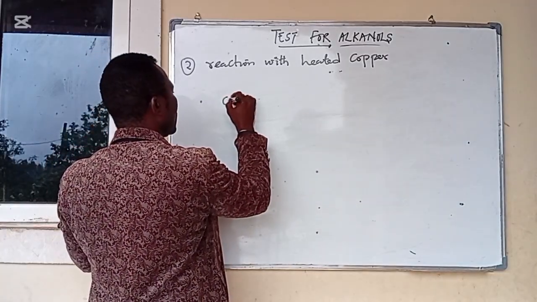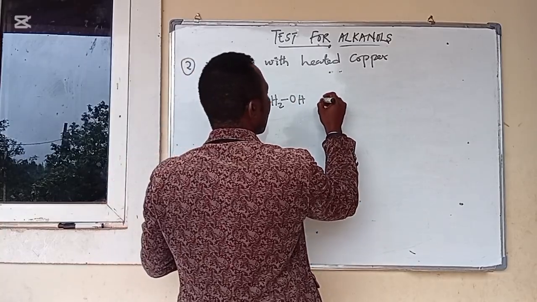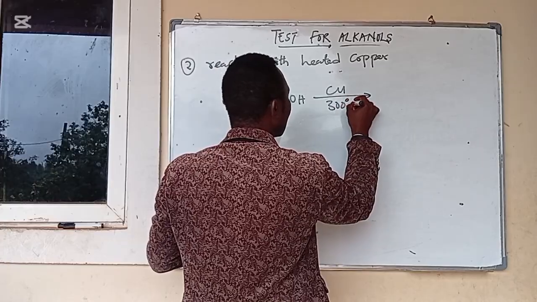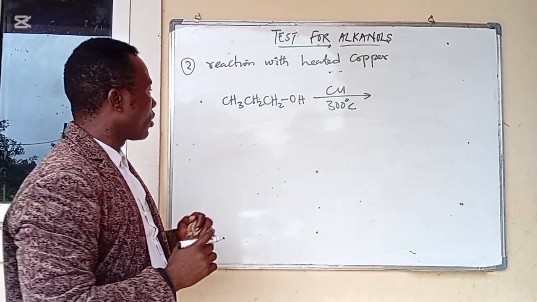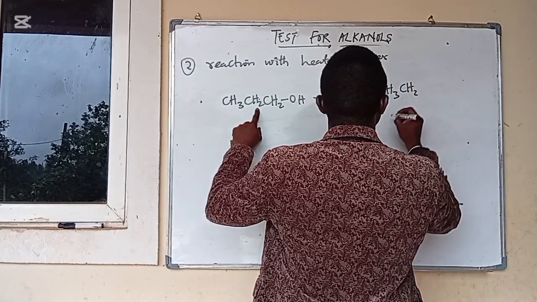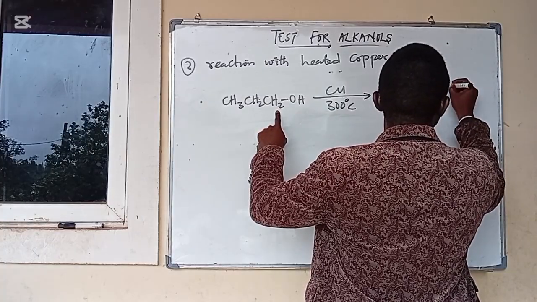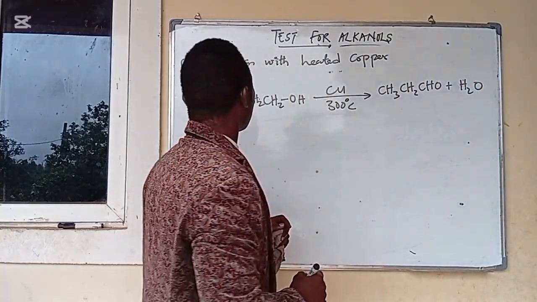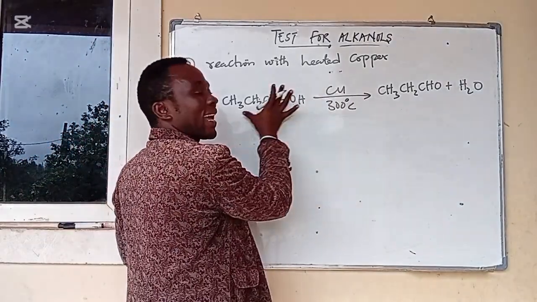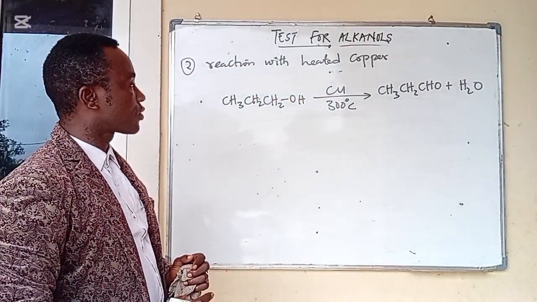Primary alkanols, we have CH3CH2CH2OH, reacting with what? Heated copper. You have Cu, heated at 300 degrees centigrade. So what we have is CH3CH2CHO plus H2O. So you can see that the reaction is a dehydration reaction. So heated copper dehydrates, that means removes water, from alkanols.